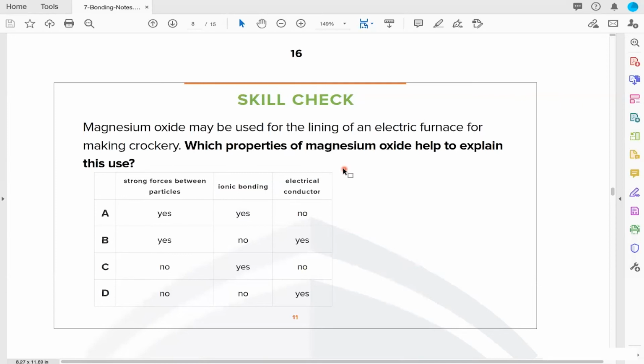So the MCQ required us to know what property of magnesium oxide helps to explain why it is used in lining electrical furnaces. So remember, we have a furnace. It will have high temperature. So we're looking for something that has a high melting point. So that is a yes for strong forces, because we want it to not be melting at high temperature. Secondly, we don't want it to conduct electricity. It is the lining, the outside wall of a furnace. That's why it is not a conductor. And why is it not a conductor? Because solids are bad conductors when it comes to ionic compounds.